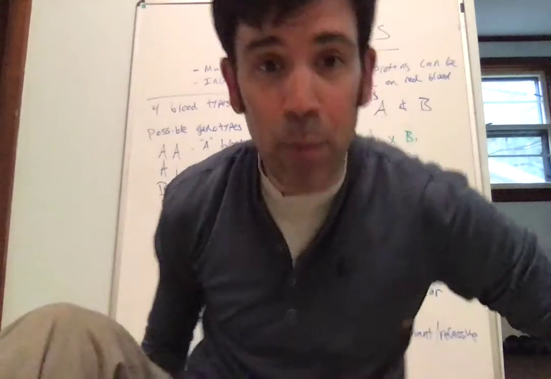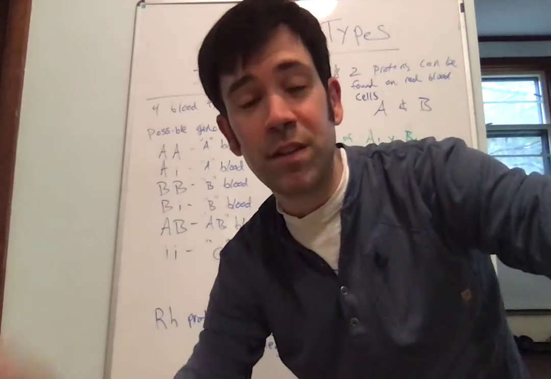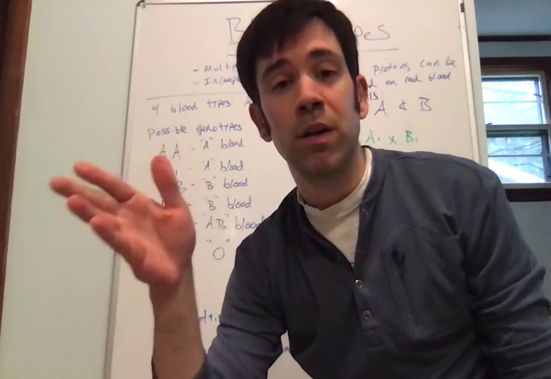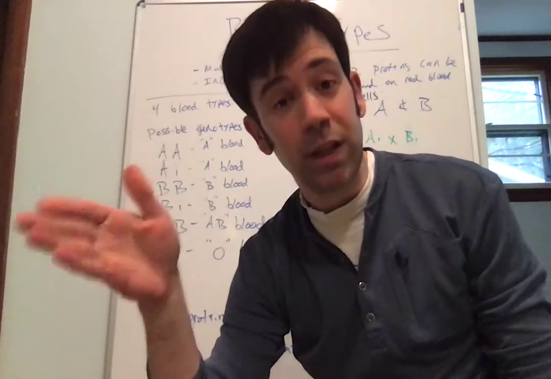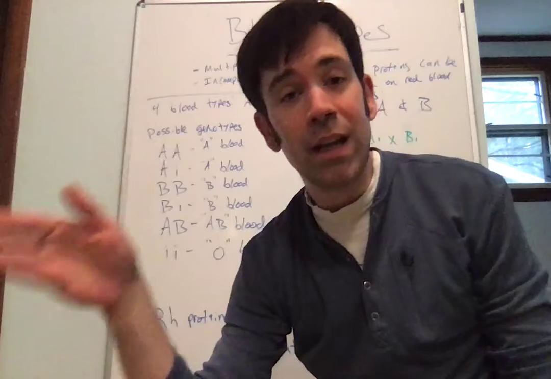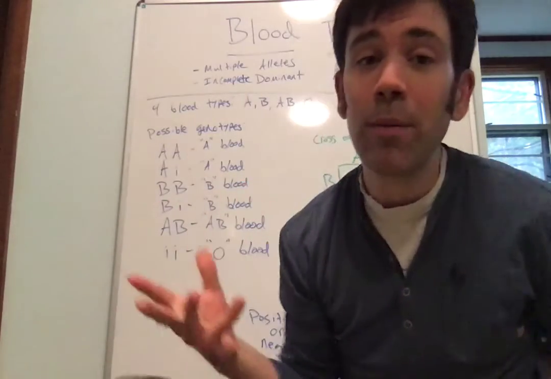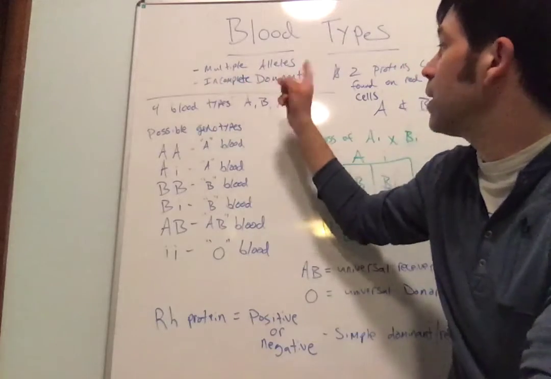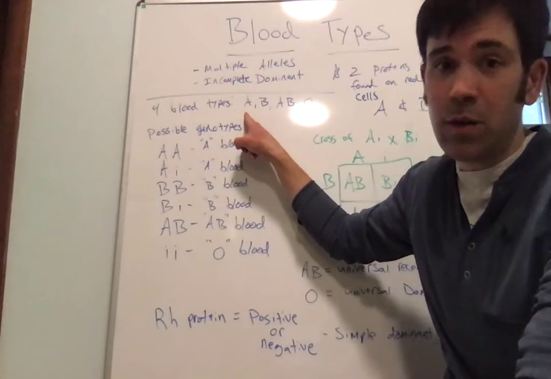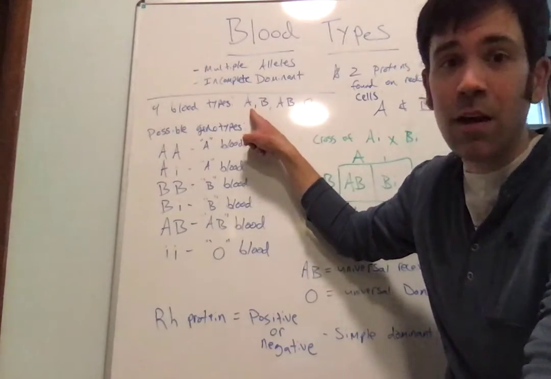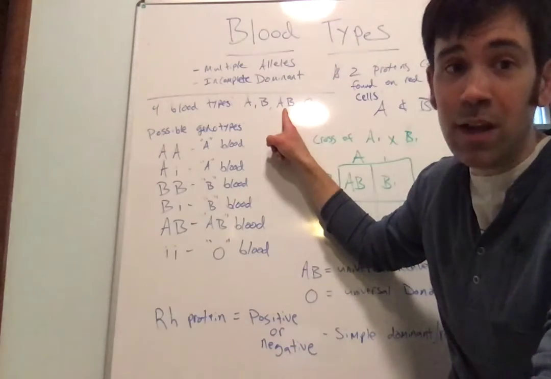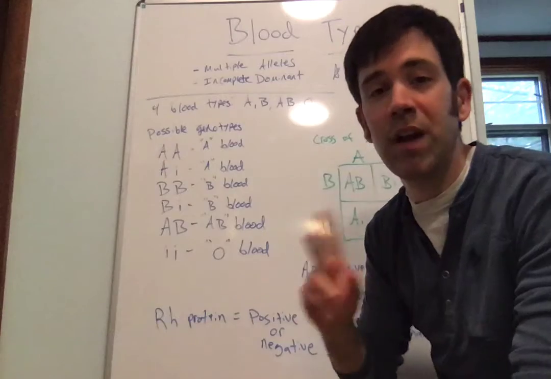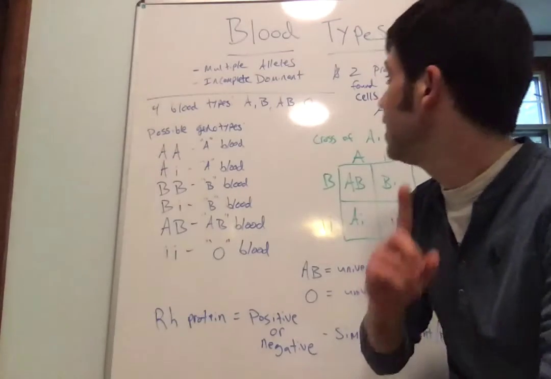So the interesting thing about blood types, and the reason why we've left this till the very end of the genetics unit, is because blood types are determined by multiple alleles and are incompletely dominant. So you've probably heard about blood types before, right? So multiple alleles, incompletely dominant. There are 4 blood types. You can either be blood type A, B, AB, or O. Those are the 4 blood types. You can also then be positive or negative, but we're going to be talking about that in a second.